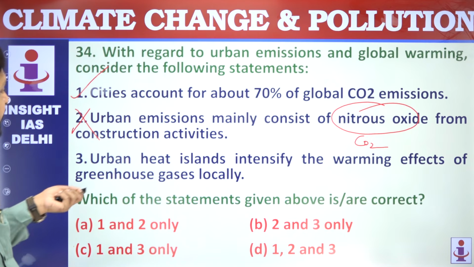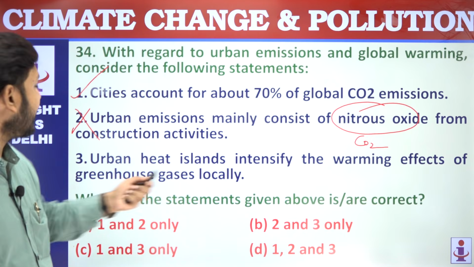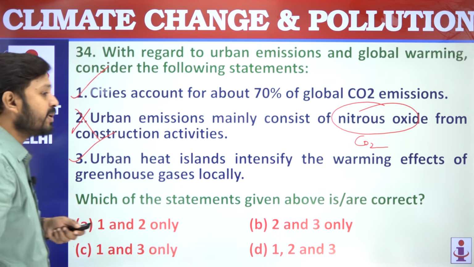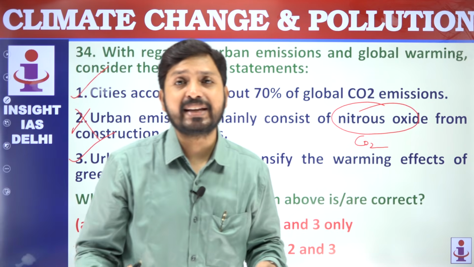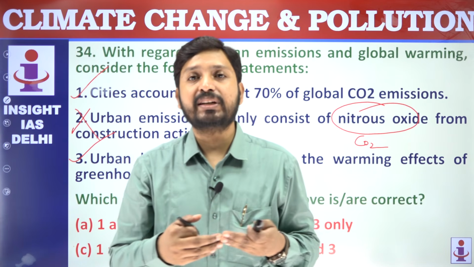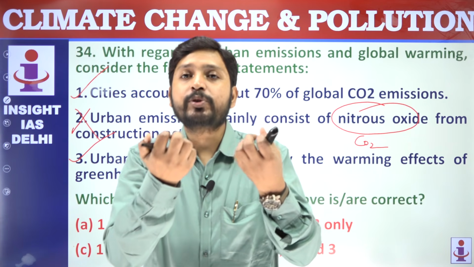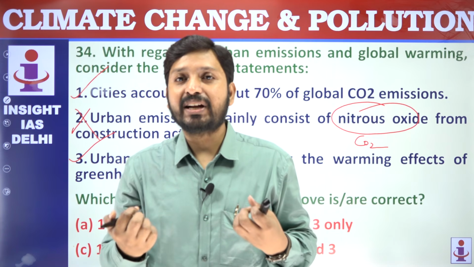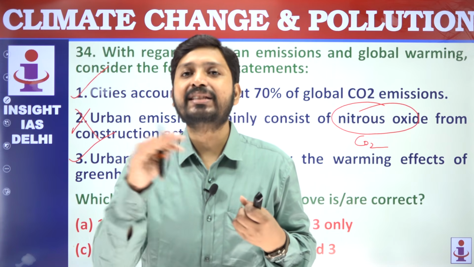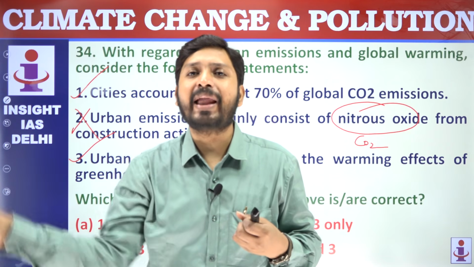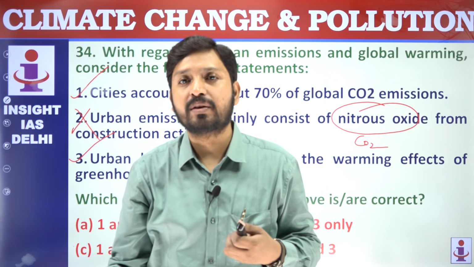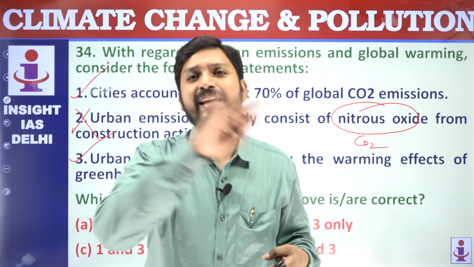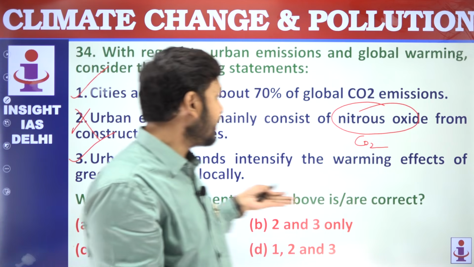And the next one: urban heat islands intensify the warming effect of greenhouse gases locally. Yes. Urban heat islands are nothing but the result of the concretization of urban cities. These surfaces absorb too much solar radiation. The radiation absorbed during the daytime is released at night time. So because of that, a kind of blanket sort of thing is formed over the cities, and this region is very warm. This entire region is called an urban heat island.